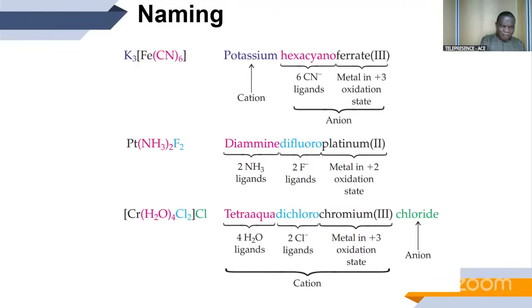Now, for example, you have a coordination compound, K3[Fe(CN)6]. The potassium is the cation, and the anion altogether is the hexacyanoferrate(III). Because we have coordination compounds, we have cationic complexes, neutral complexes, and anionic complexes. So this compound is named potassium hexacyanoferrate(III). Why is it ferrate(III)? I told you that once you have a negatively charged complex, you end it with -ate.